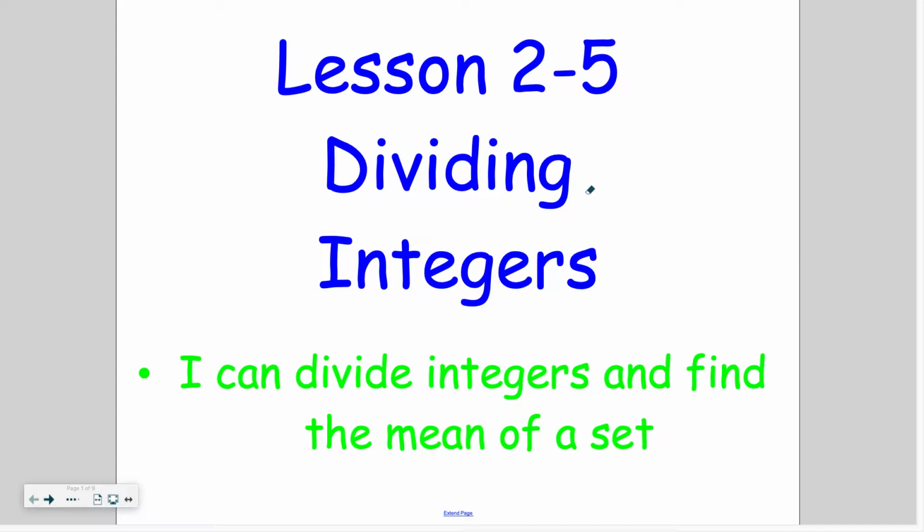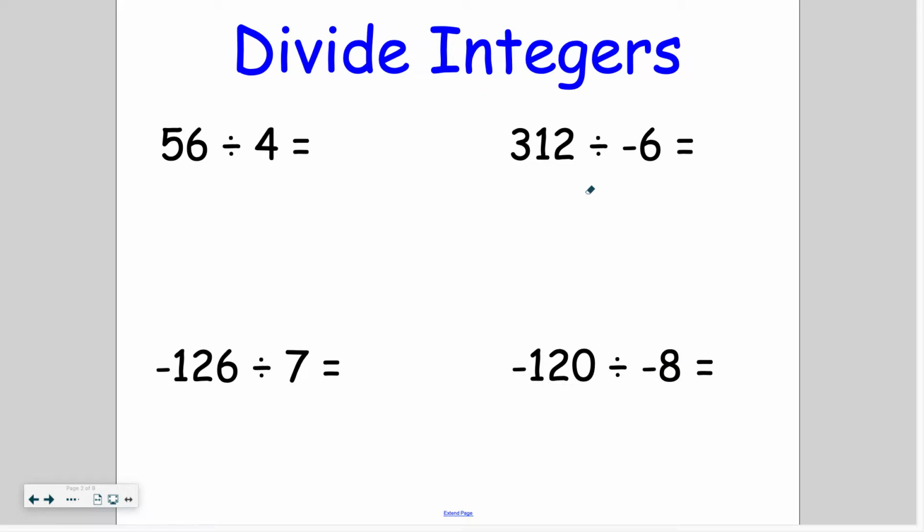The goal of the lesson is to be able to divide integers and to find the mean of a set of numbers. Dividing integers is very similar to multiplying integers. First, 56 is positive and 4 is also positive. Dividing follows the same rules as multiplication, so we want our answer to be positive. Once I do the division, the answer is 14.